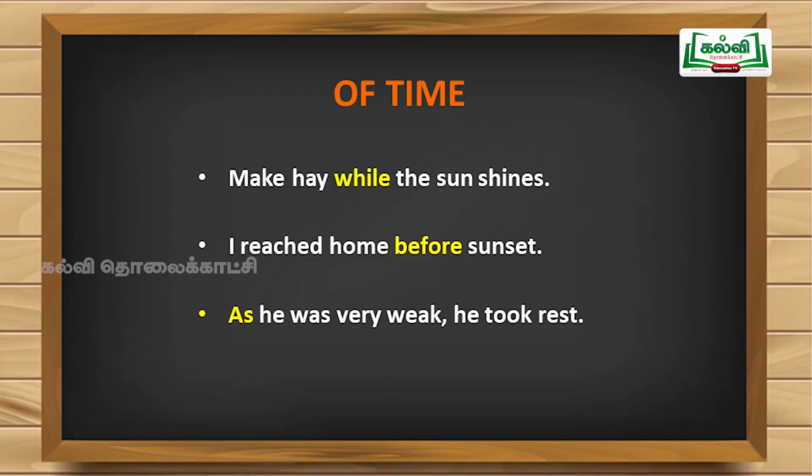Next, I reached home before sunset. So before, இதற்கு முன்பாக. So before sunset, before it gets dark, I reached home. So that's the second one. The third is as. As means இதன் காரணமாக. So here also there is a cause and an effect. He was very weak, he took rest. So why did he take rest? Because he was very weak. So there is a main clause, he took rest. Subordinate clause, as he was very weak. So இதன் காரணமாக, அந்த weakness காரணமாக அவன் வந்து ரெஸ்ட் எடுத்தான். So this is of subordinate clauses of time.